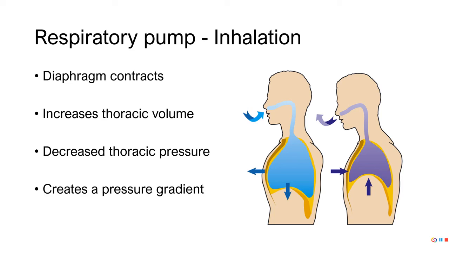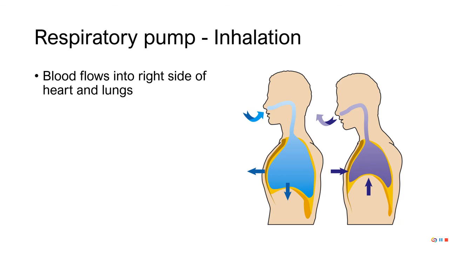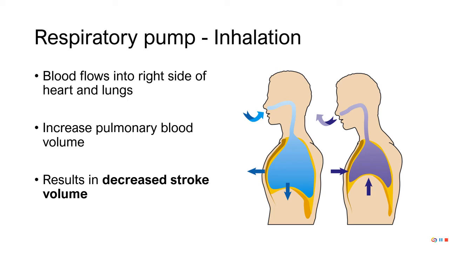Okay, so we fill up the right side of our heart and our lungs. What ultimately ends up happening is we actually decrease the amount of blood that leaves the left side of the heart. There is still blood leaving, but not as much. Okay? And so we have greater blood volume in our lungs at that time, but we have a lower stroke volume. This sounds bad, but it's not that big of a deal.